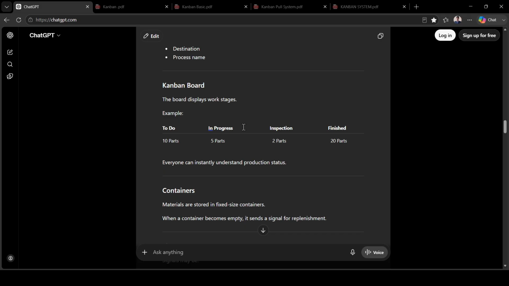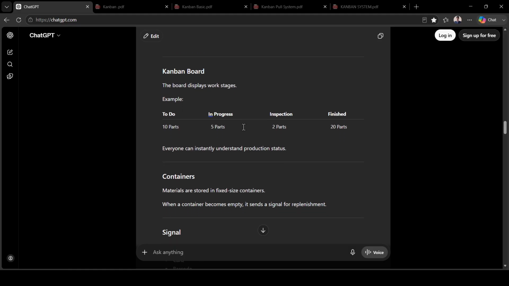Kanban board. The board displays work stages: to do, in process, inspection, finished. 10 parts, 5 parts, 2 parts, or 20 parts. Everyone can instantly understand production status.